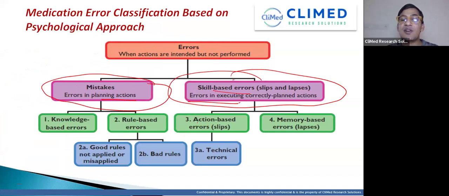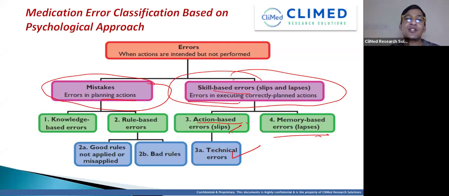Execution means when somebody is writing and he writes something else, maybe because of the disturbance, the light, the pen, anything it could be. Then memory lapses, people forget. Then maybe technical error. You are typing nowadays, there are medication typists. You are telling something, and he or she is typing something else, and it goes to the pharmacist, who dispenses something else, right?